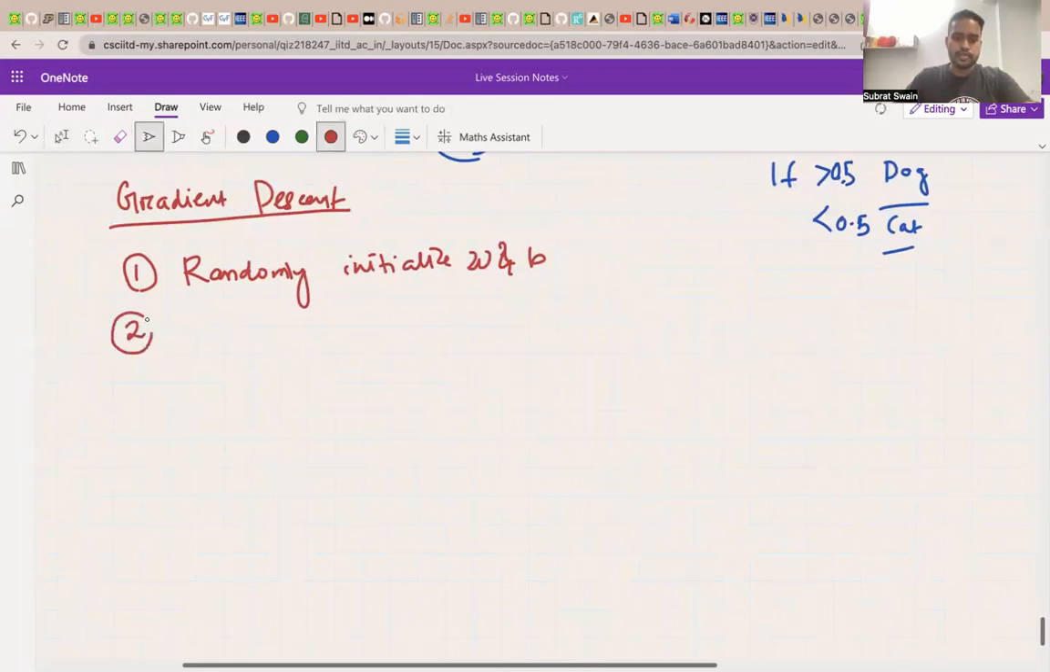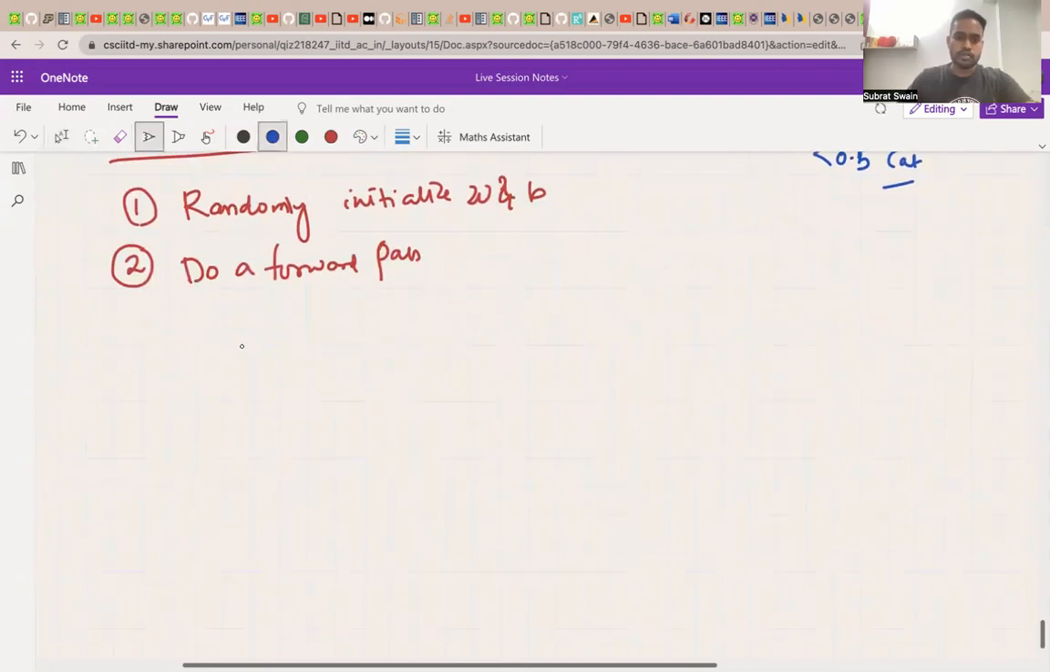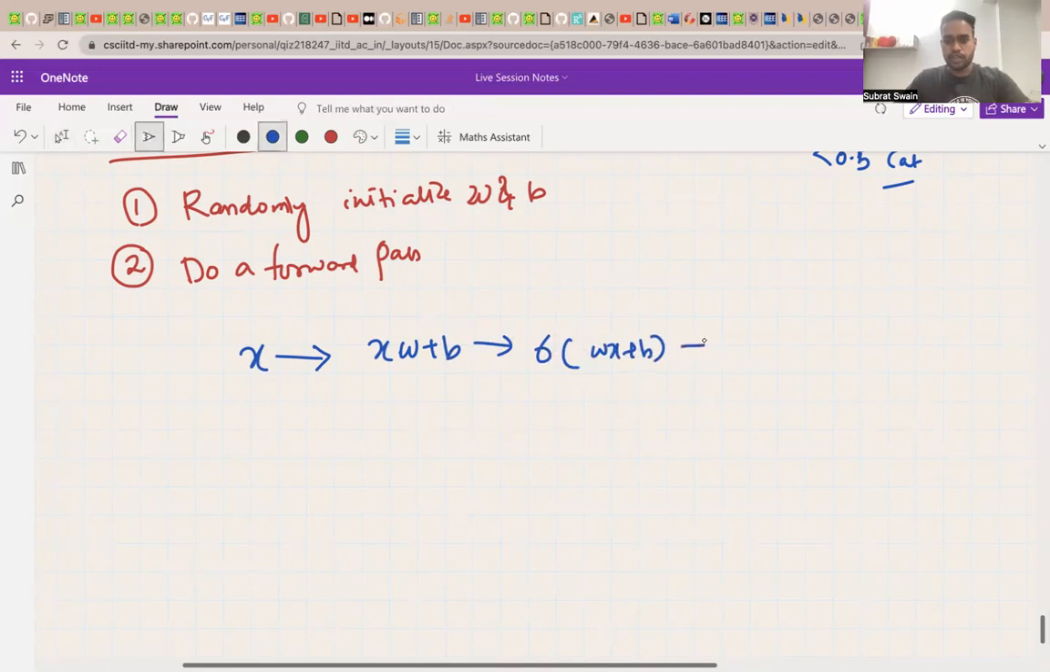Second is do a forward pass. What's a forward pass? I'll just explain. Forward pass is: given an x, which can be an image of a cat or something, you just calculate x into w plus b, which is z, and you get y. So this is the forward pass. Just take the input, multiply it with w, add b, then add the nonlinearity and get the y.